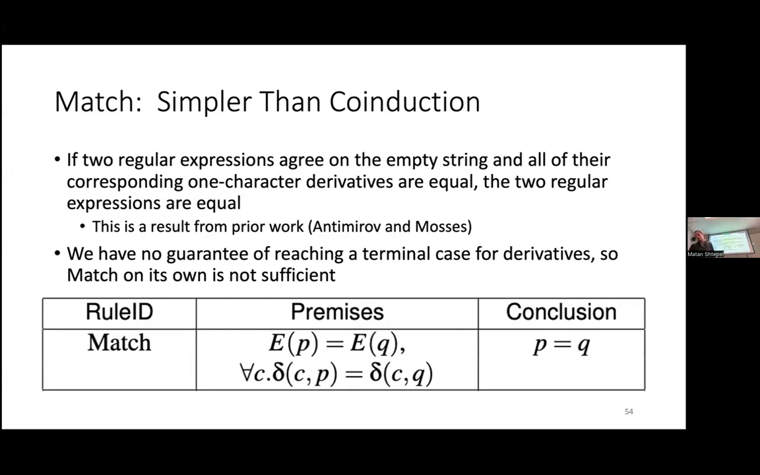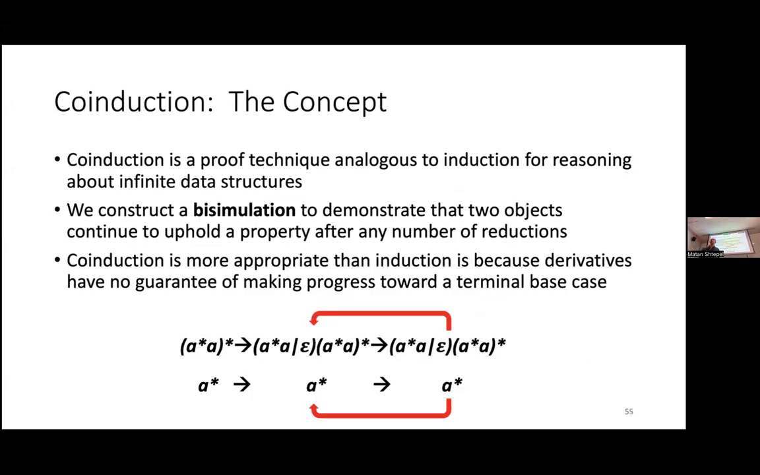Instead of inductive reasoning, we need to use co-induction, which is a proof technique analogous to induction for reasoning about potentially infinite data structures instead of finite ones. For induction, we start from a base case and build up to larger structures using an inductive step, but co-induction works in the opposite direction. We construct a bisimulation between two infinite objects to demonstrate that they continue to uphold some mutual property after any number of reductions. For our purposes, the two infinite objects are chains of regex derivatives.